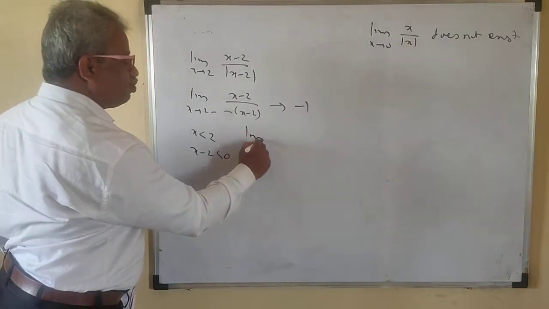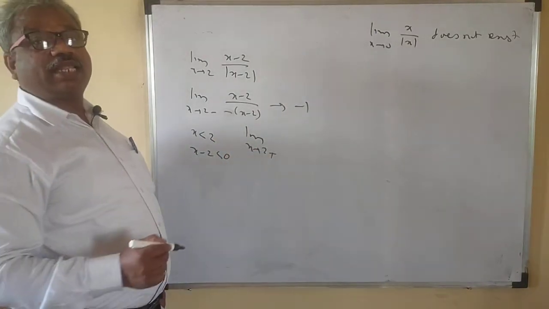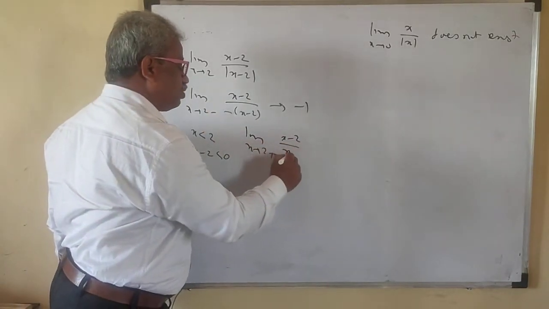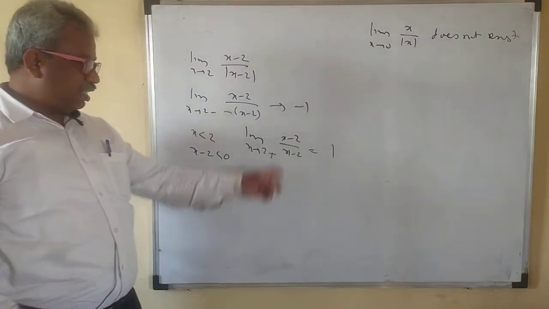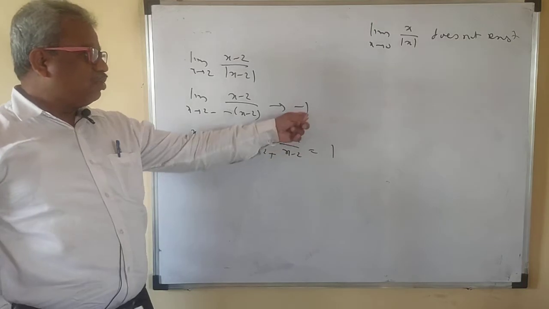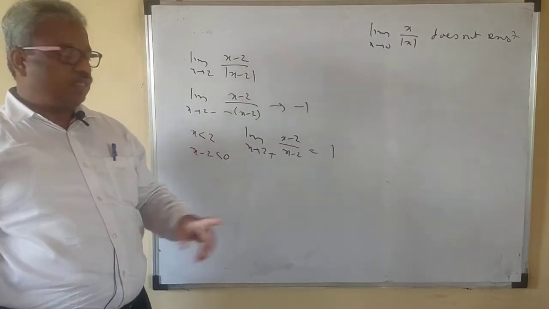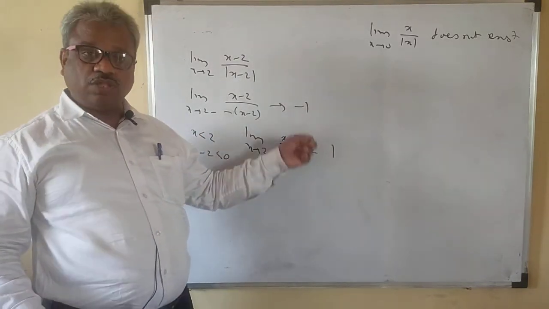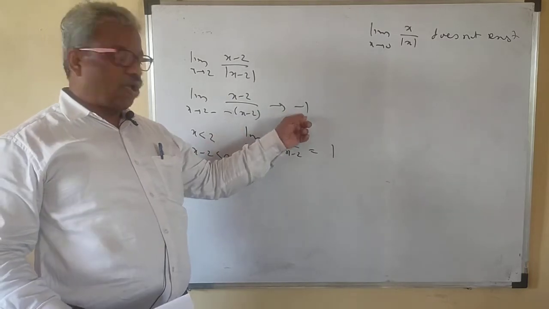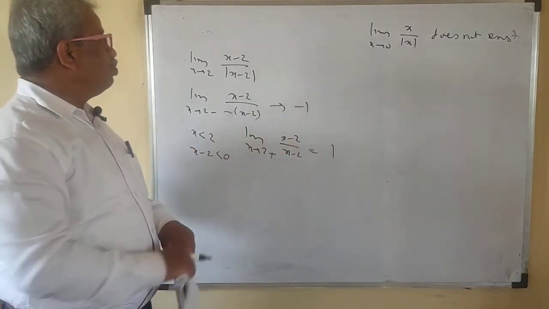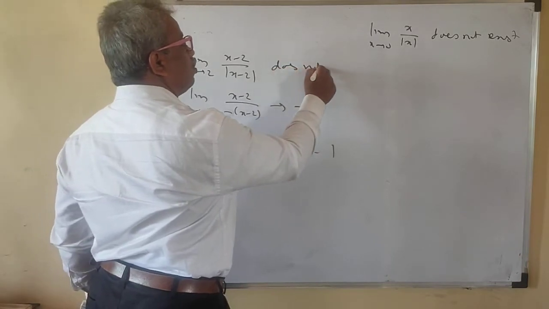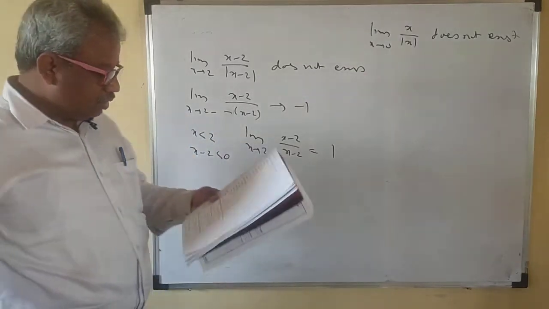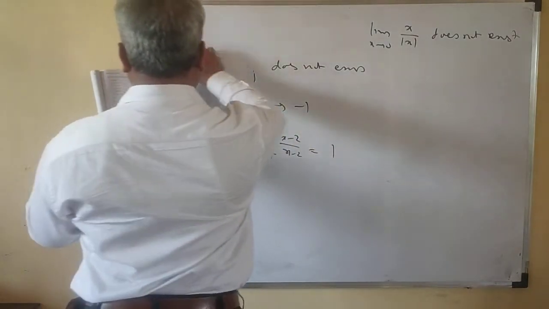If x tends to 2 plus, x is greater than 2, so x minus 2 is positive. Then mod of (x minus 2) is x minus 2, which gets cancelled, and the limit of a constant is constant, so this is 1. Your left hand limit is minus 1 and your right hand limit is 1. So there are two limit points, and we know that if the limit exists, then it is unique. So this function has no unique limit, which means the limit does not exist. I hope that you understand this one.